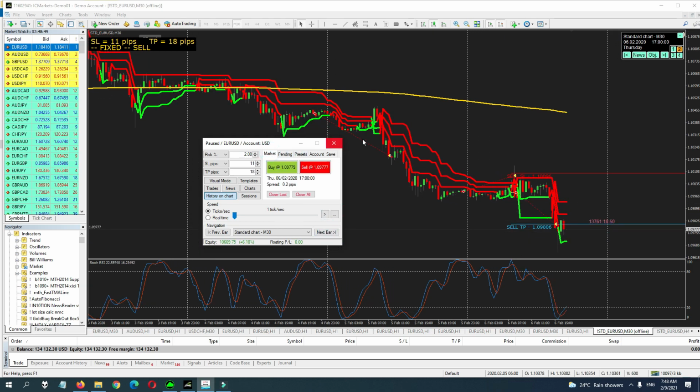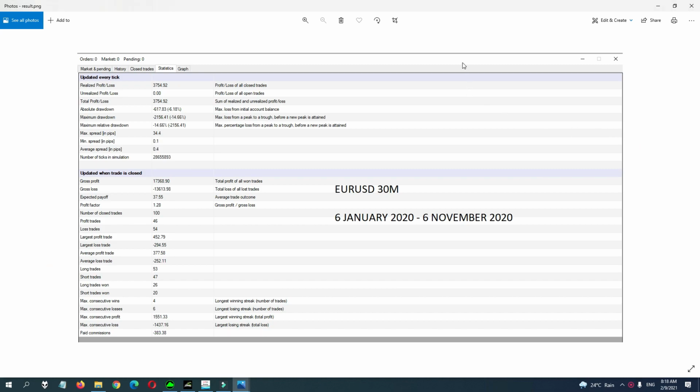So I'm going to test this 100 times, and we'll see if this is profitable. So this is the result of 100 tests. It's EUR/USD on the 30-minute chart from 6 January 2020 until 6 November. It took almost a year for 100 trades. We have 46 wins and 54 losses.